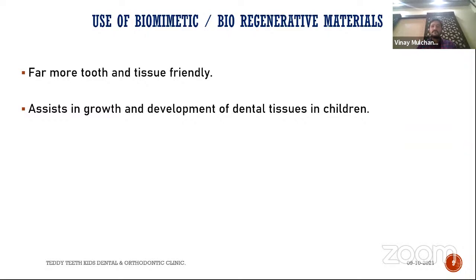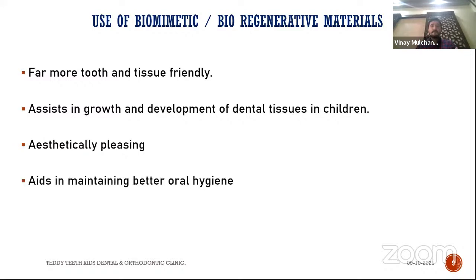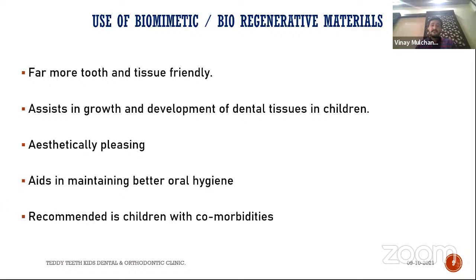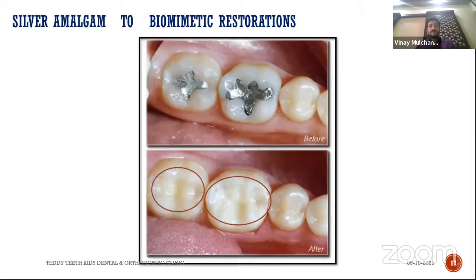They are most important for a young child who is growing. His tissues are in a dynamic stage of growth. So we need to use something which is completely toxin free, which is regenerative in nature and biologically completely acceptable. And of course, these materials are aesthetically pleasing. They are white and tooth colored, and aid in better oral hygiene because they have better finish and polishability. So the plaque accumulation, the biofilm which forms in the oral cavity, is reduced to a greater extent. Therefore, it is recommended even in children with comorbidities.